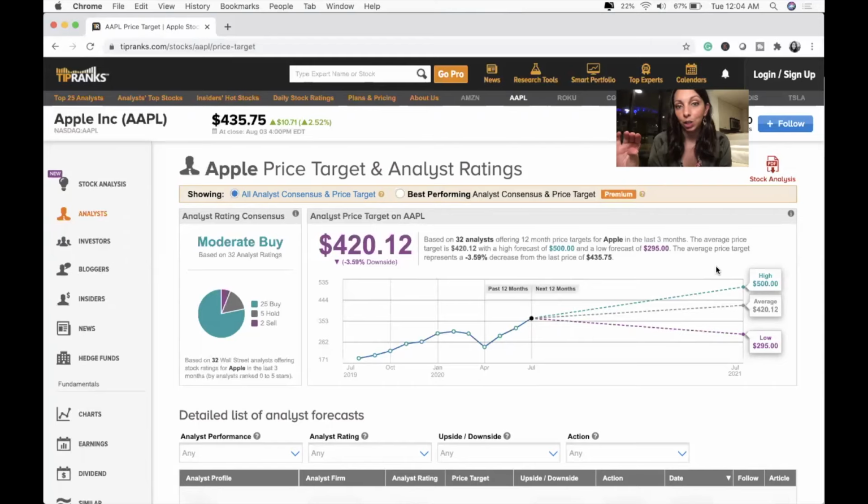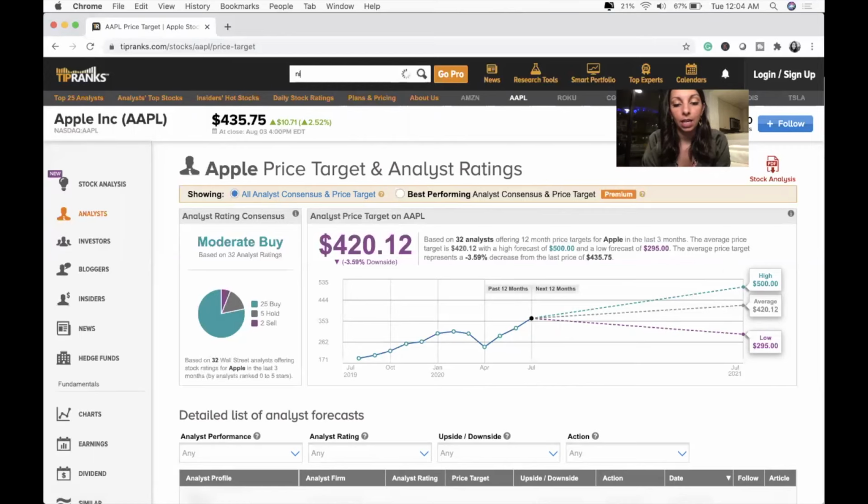I always like to just go with what the average expectation is. And I also like to take note of that cone. If there's a wide range, then it could be a wild ride. But if it's a narrow cone, then you might have a better expectation to stay somewhere within that range. All right, so Apple doesn't look great, right?